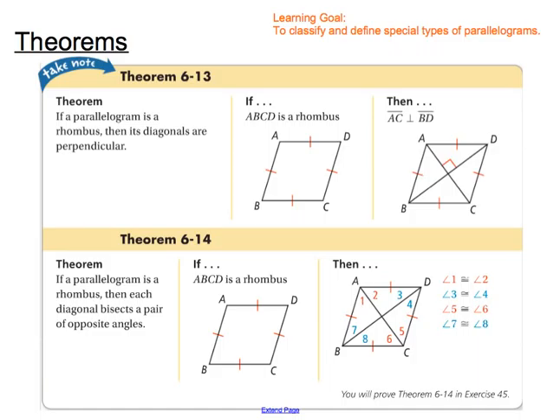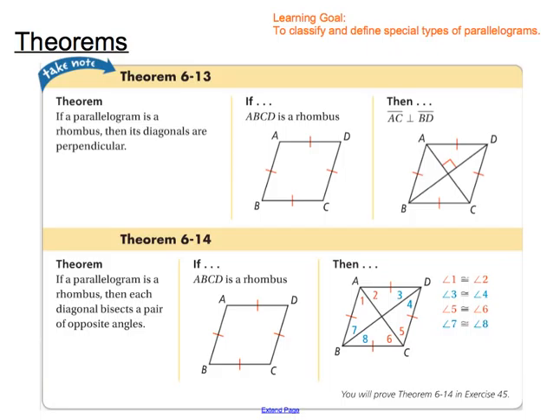The first two theorems in this section cover rhombuses. The first one says if a parallelogram is a rhombus, then its diagonals must be perpendicular. The second theorem says if a parallelogram is a rhombus, then each diagonal bisects a pair of opposite angles, which in this case cause angle 1 to be congruent to angle 2, angle 5 to be congruent to angle 6, angle 3 to be congruent to angle 4, and angle 7 to be congruent to angle 8.